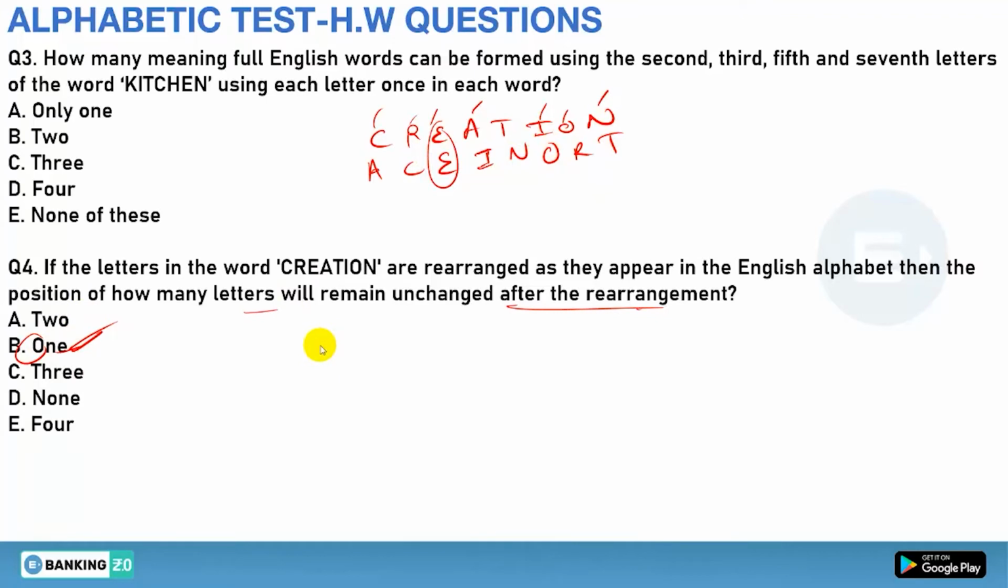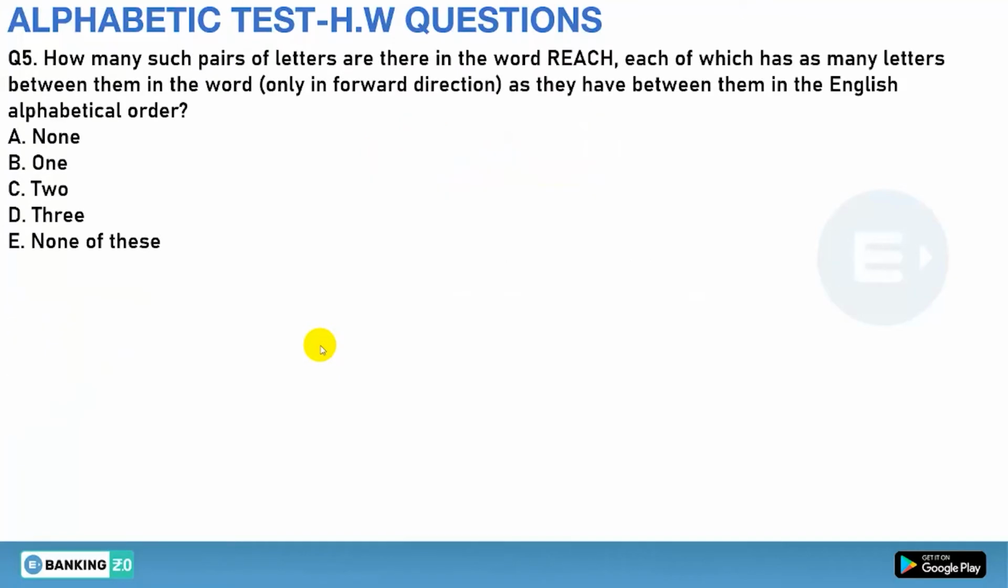Done. Clear? Okay, now we will see the 5th question. That was the homework question, and it will be the last homework question. So let's see. How many such pairs of letters are there in the word REACH, each of which has as many letters between them in the word as in the English alphabetical order, only in forward direction?